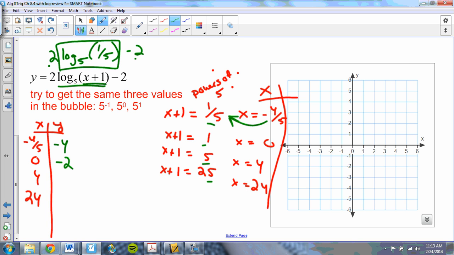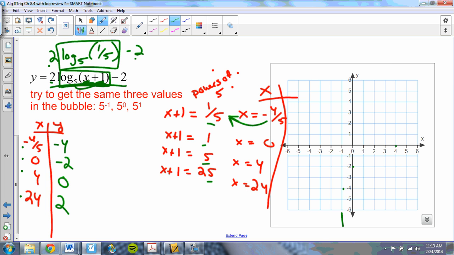5 to the first power is 5. So this whole thing is a 1. What's 2 times 1? 2. Minus 2. And you're probably seeing now that since we picked these numbers very special, that's going to be a 2. 24 plus 1 is 25. That becomes a 2, 4, 2. So I have negative 4/5, negative 4, 0, negative 2, 4, 0, and then 24, 2 I can't fit.